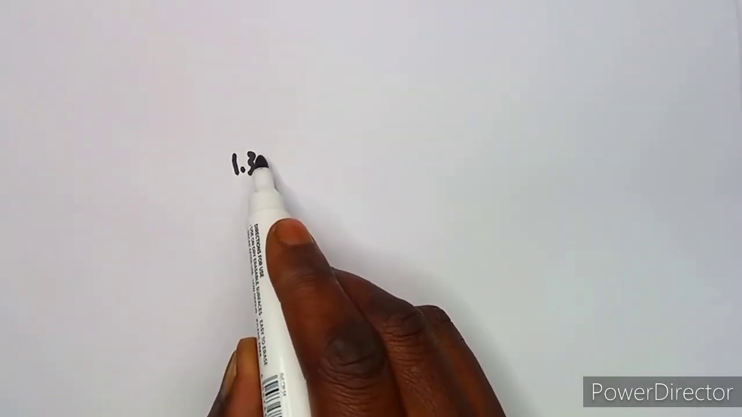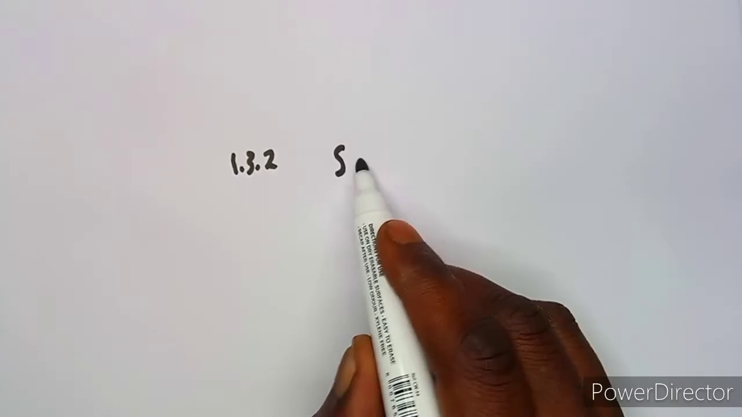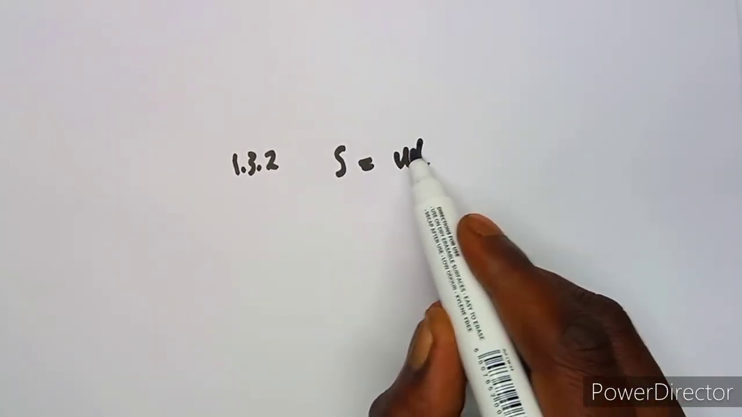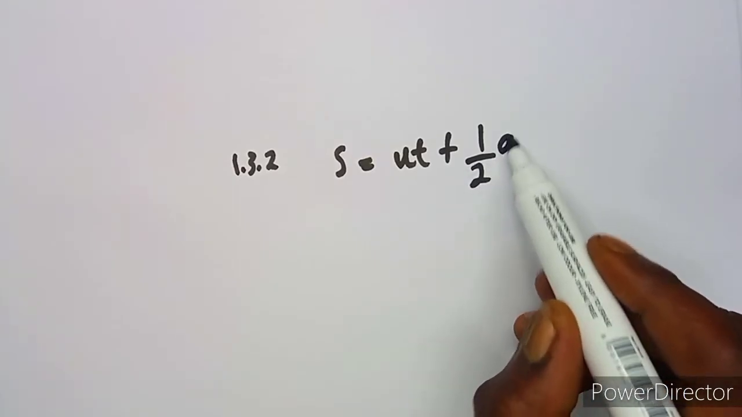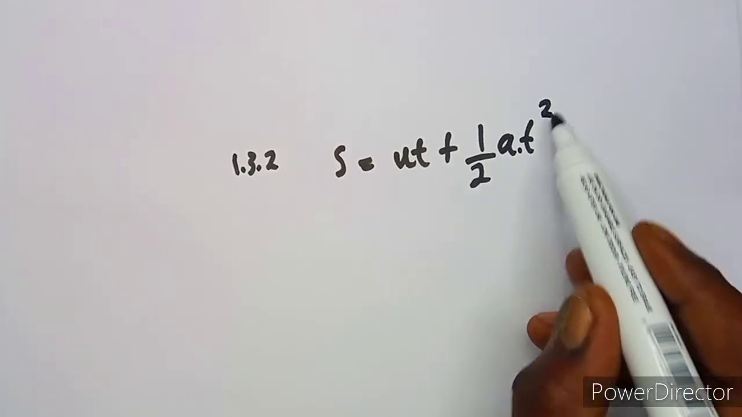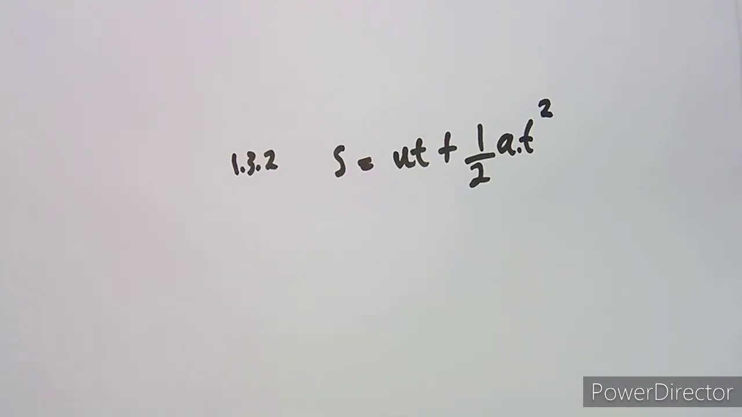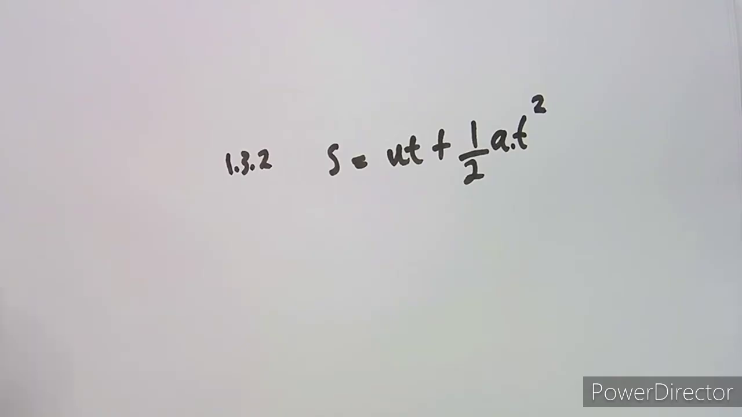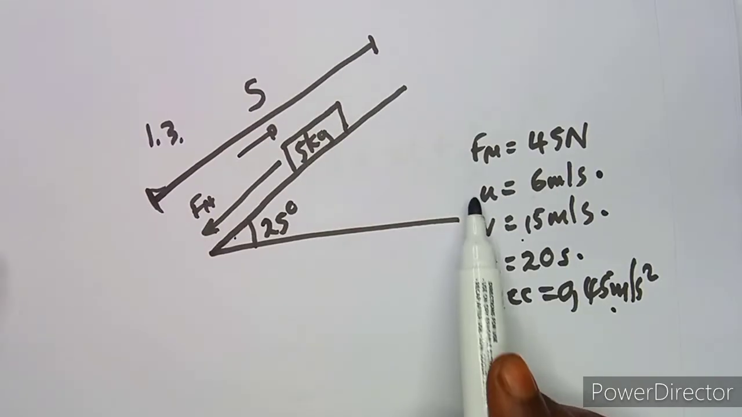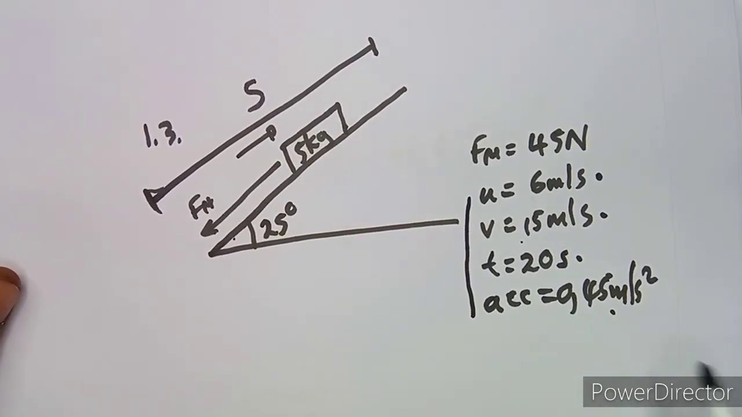This is 1.32. Remember, from our formula sheet, we've got S, which is the distance, equal to ut plus half at squared. If you cross-check properly, we can use this formula to determine the distance which was traveled there. Since we have all these values, we've got u. We use the formula depending on the information we've got. Everything is there, so you're just going to substitute.